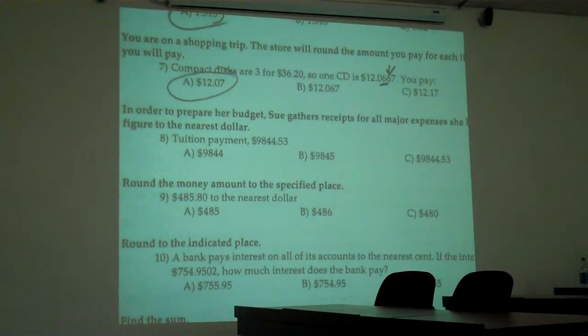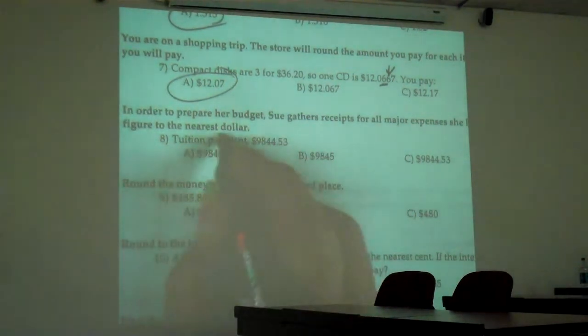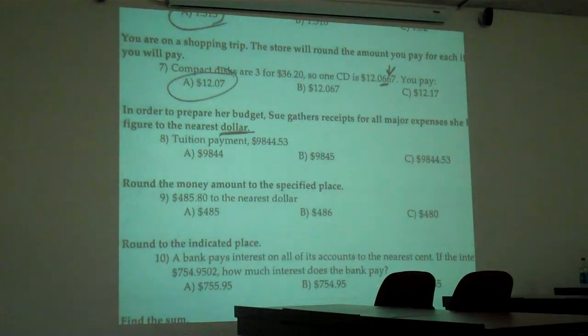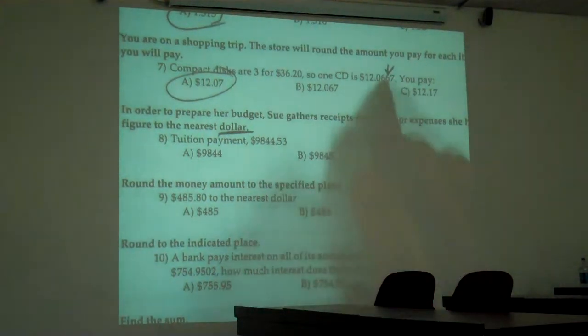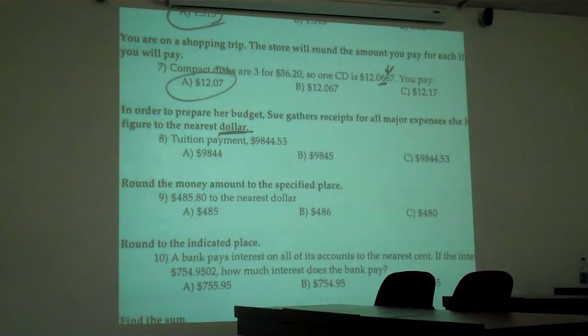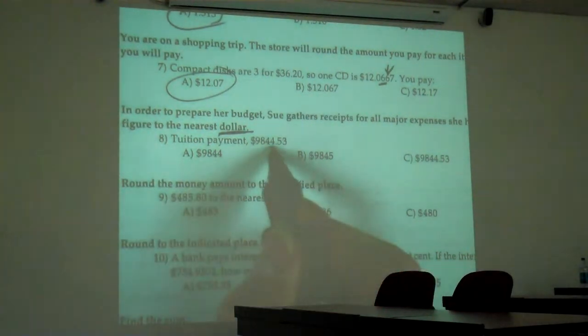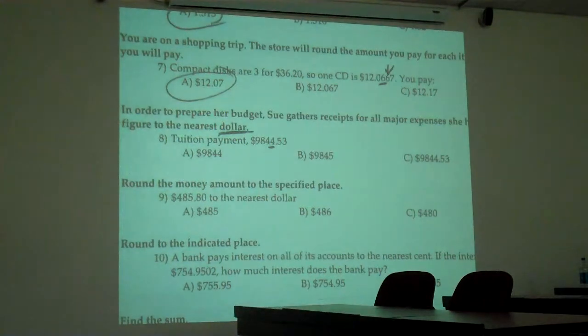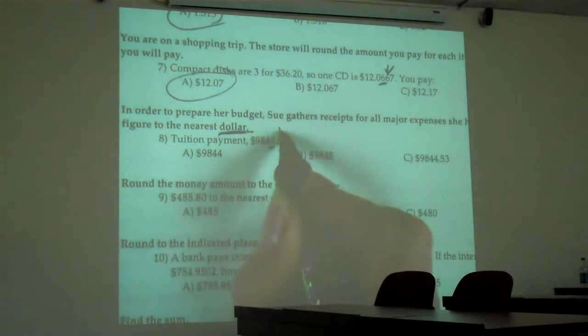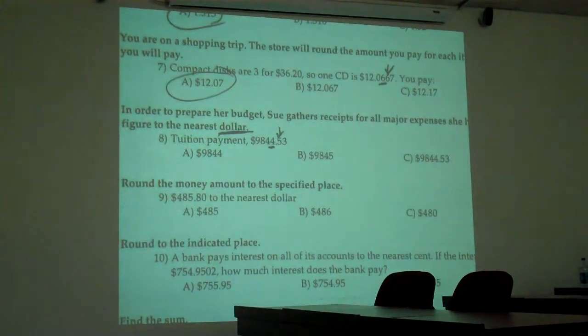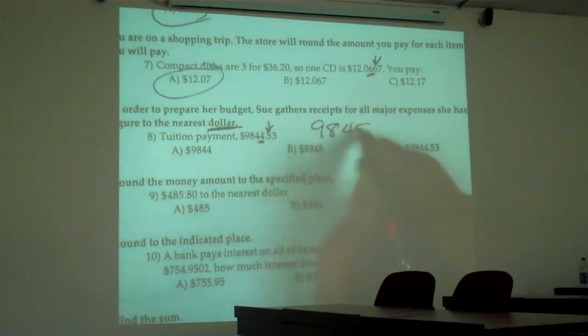In order to prepare her budget, Sue gathers receipts for all major expenses she had over the last month. Round the figure to the nearest dollar. Where is your nearest dollar? The cent was 2 places after the decimal. Where's the dollar? The dollar is the one left of the decimal. The very first one, right? The 4 right there. So look at the 5. That will make it go up to the next dollar, right? So 98.45.